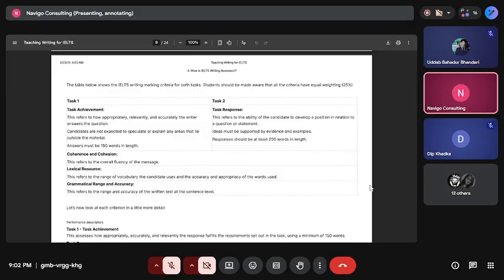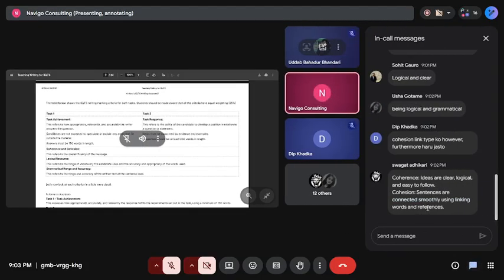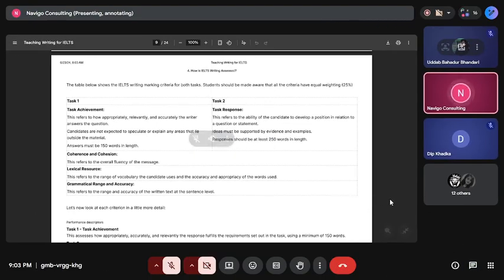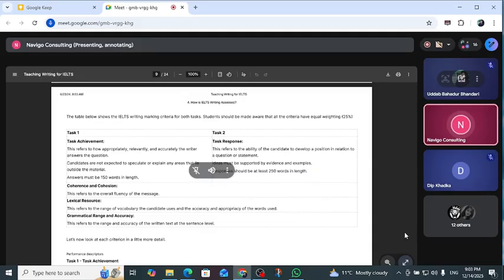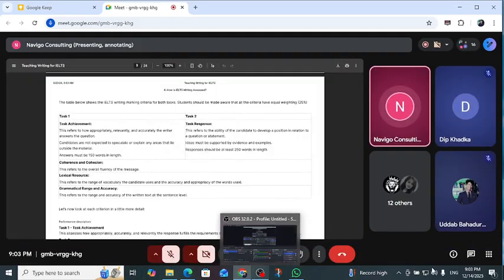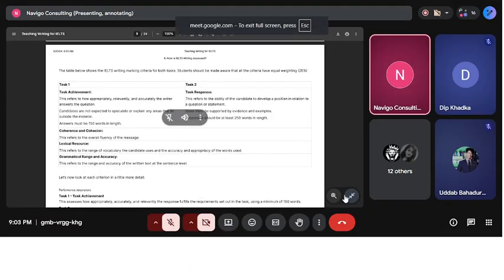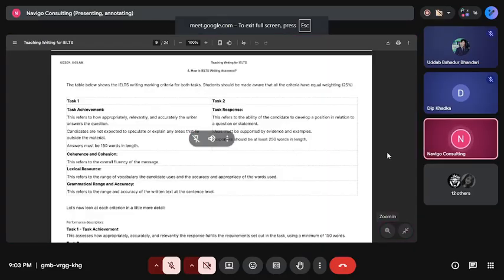That's it. Being logical and grammatical, cohesion, link type, however, furthermore, ideas are clear, logical and easy to follow, sentences are correct. Yes. So here we are referring to coherence and cohesion as overall fluency of the message, right? Overall fluency of the message means structured answers in a logical order using cohesive devices, transition of your ideas, clear progression throughout your writing. This is what we call coherence and cohesion, right?